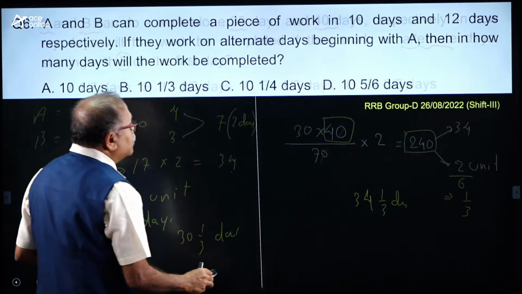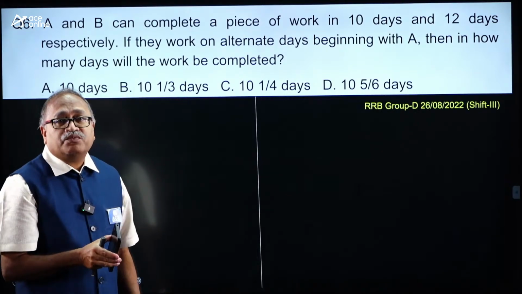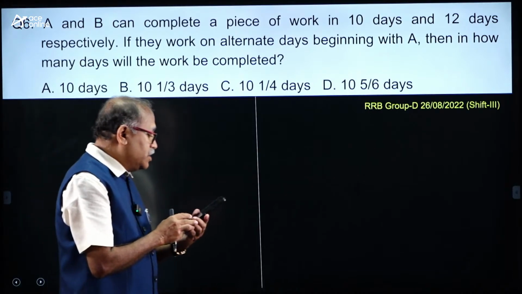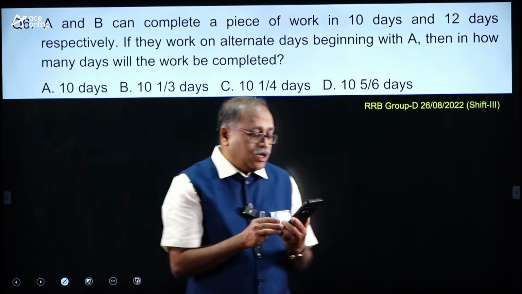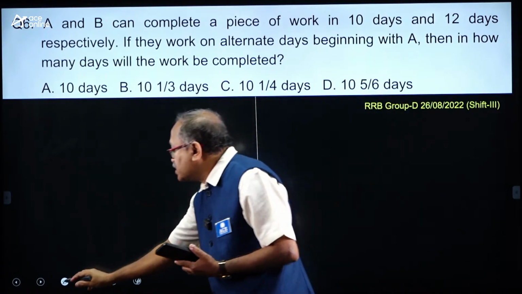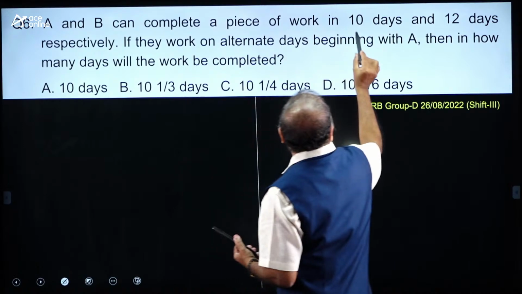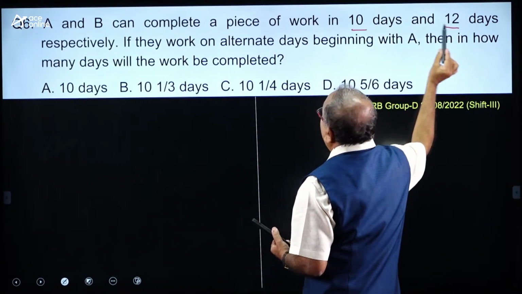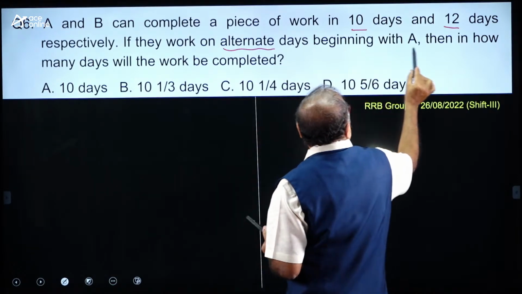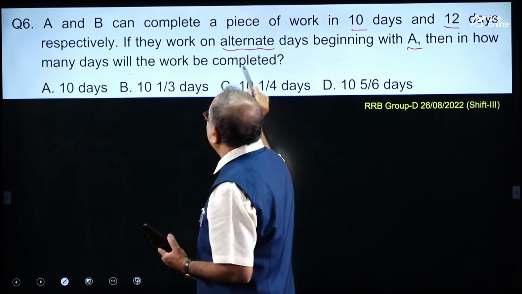So here I am moving on to the next method, where I will show you both the methods. Right, my dear friends? So please try this, and I am sure you will get the advantage by watching this approach. A and B can complete a piece of work in 10 days and 12 days. If they work on alternate days beginning with A, then in how many days will the work be completed?